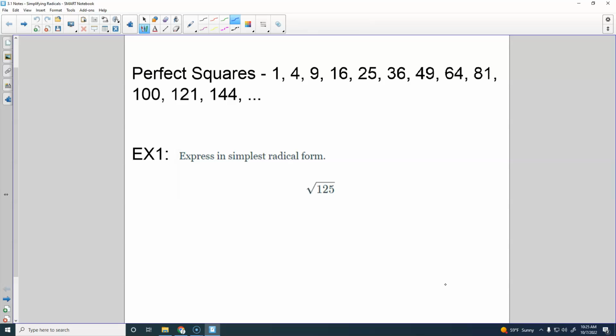The perfect squares are numbers you can take the square root of and get a whole number, right? So 1, 4, 9, 16, 25, 36, all the way up. 144, they go past that, but you should have them memorized up to 144 because you should know your multiplication tables up to that. So what we're doing whenever we simplify radicals is we are breaking this down to make the numbers smaller.